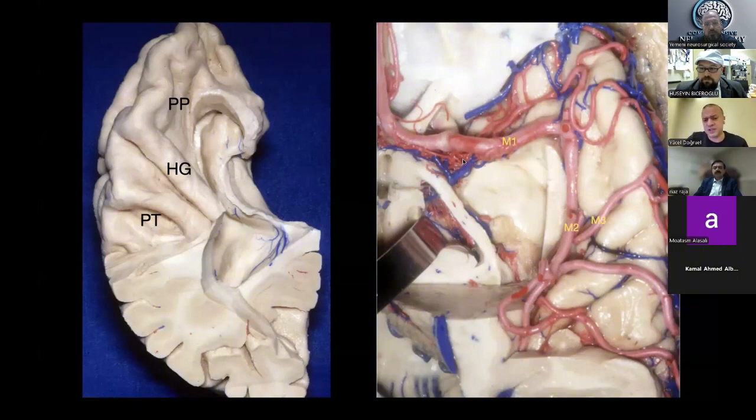In the right picture, as I showed you in the coronal section, after the internal carotid artery bifurcates, one segment goes through the Sylvian fissure, and then it bifurcates into the M2 branches, and then the M3 branches. These are also known as the sphenoidal, insular, and opercular segments of the middle cerebral artery. These are completely inside the Sylvian fissure.